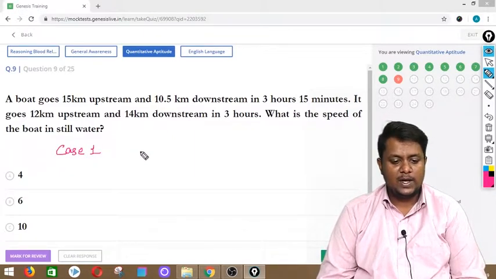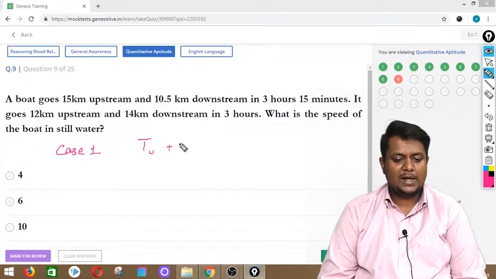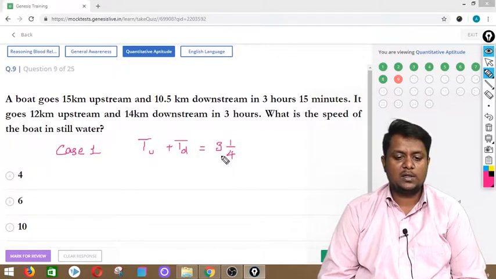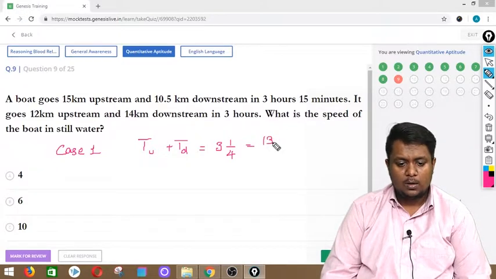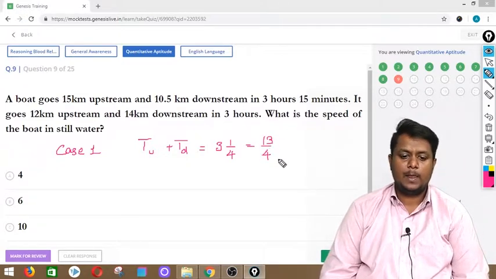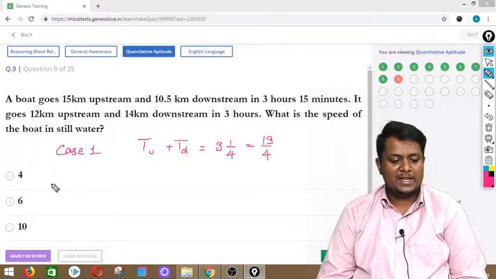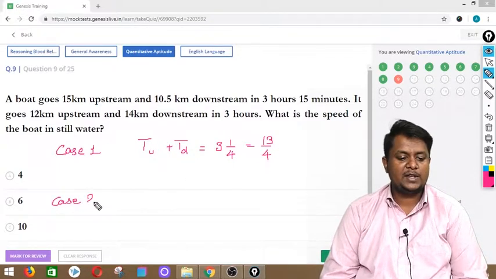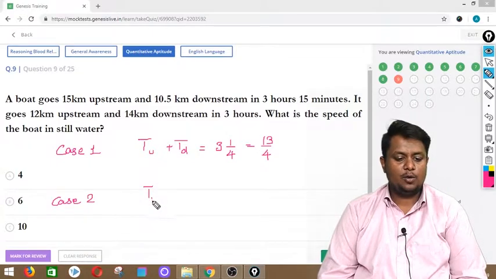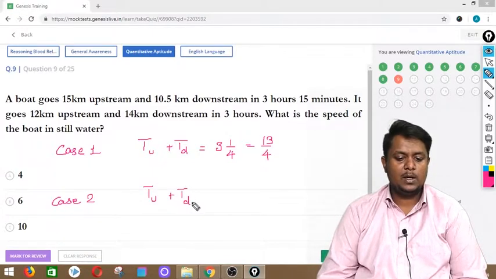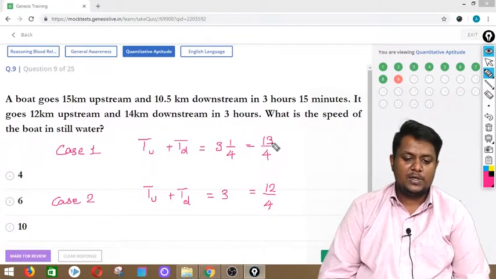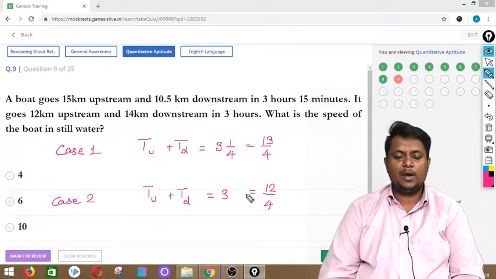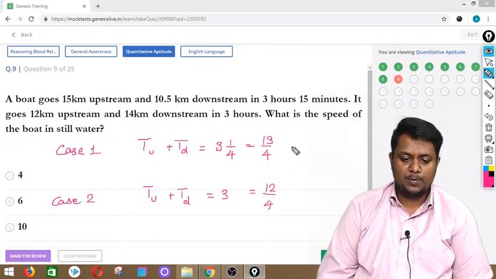Case 1 is where time taken to go upstream plus time taken to go downstream, when you add this, you get 3 1/4 hours. 3 hours 15 minutes is 3 1/4 hours, or we can say it as 13/4 hours. Now, in case 2, we have time taken to row upstream plus time taken to row downstream is 3 hours or 12/4 hours. I am keeping it as 13/4 and 12/4. It is going to help me in calculation in the future.